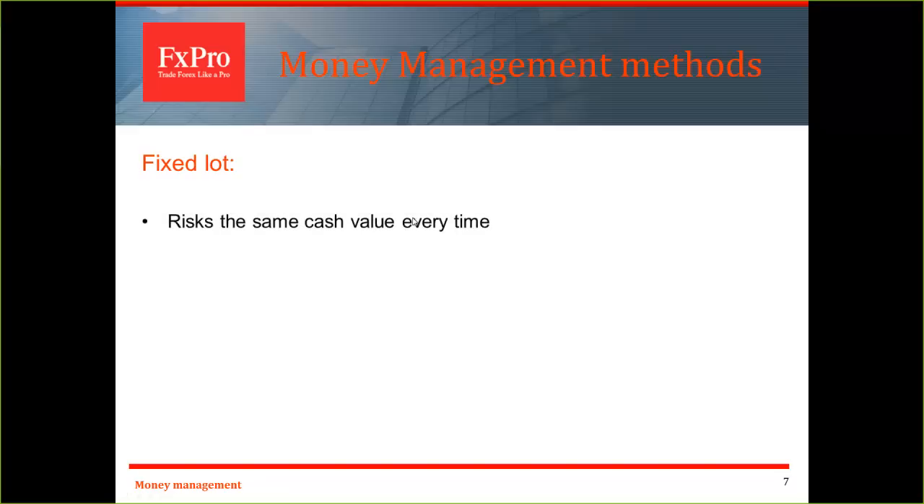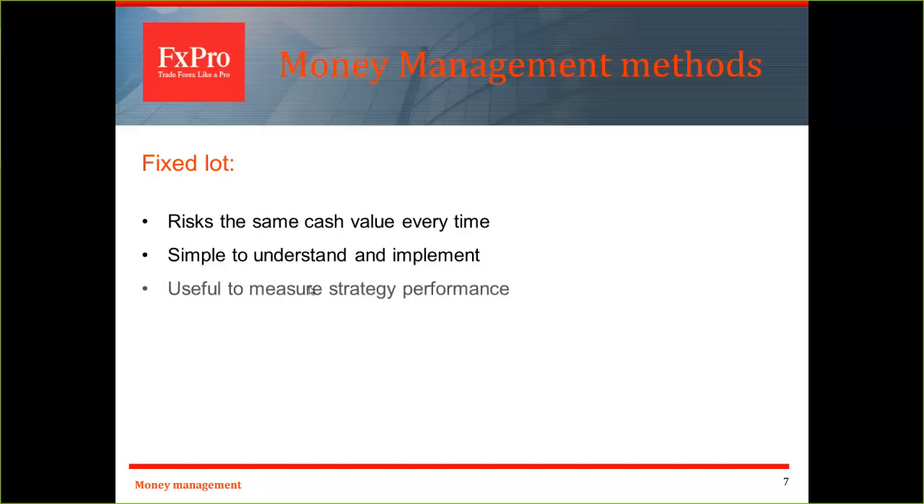It's just fixed lot. You risk the same cash value every time you trade, completely regardless of whether you made profit or you lost on your previous trade. Let's say if you trade one lot, then you just trade one lot every time. It's simple to understand and simple to implement whether you are trading or developing a strategy for algorithmic trading. You always just trade fixed lot, and that's the simplest way of doing these things.